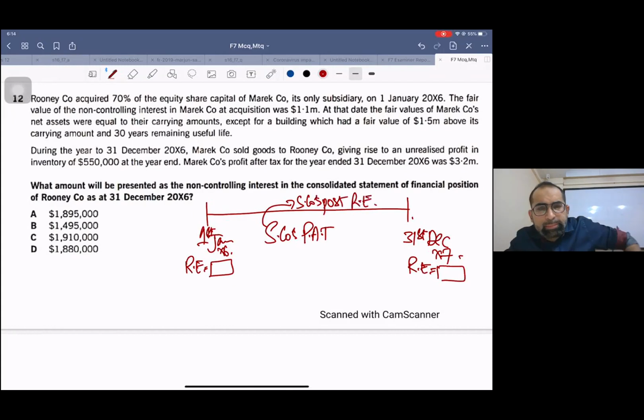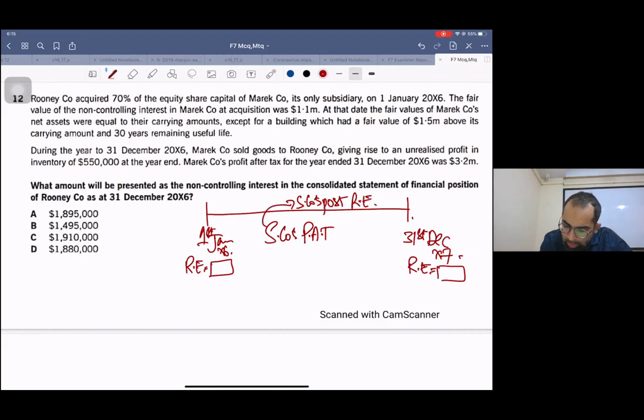You can call it S company's post retained earning as well as S company's profit after tax, when there is only a 1 year gap. When there is only a 1 year gap, only 1 year is the S company's profit. So you can also call it PAT, S company's PAT, or S company's profit after tax.